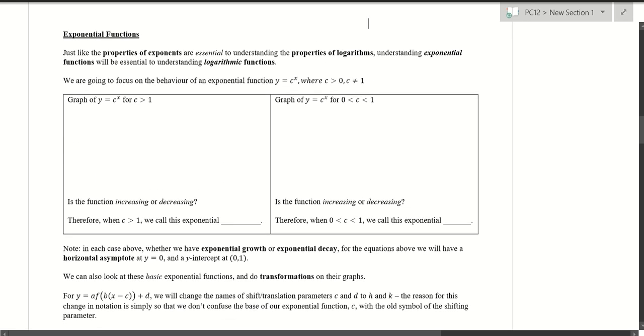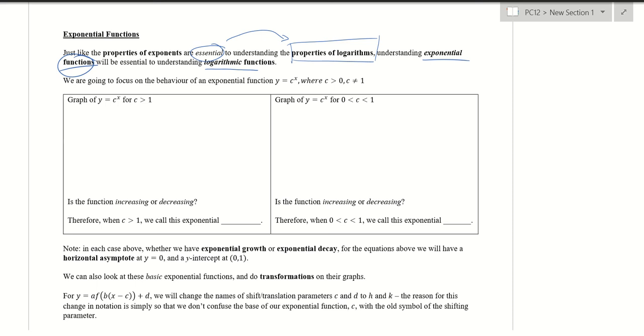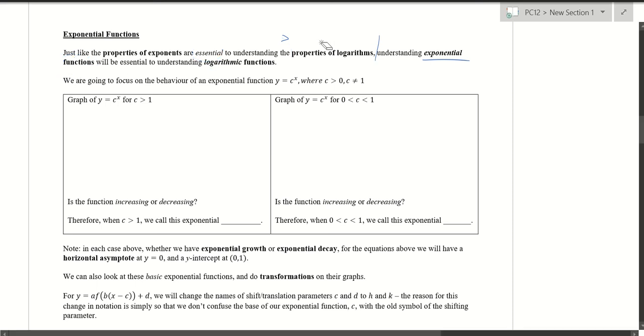The reason we're looking at exponential functions is because just like the properties of exponents are essential to understanding the properties of logarithms, right? We've definitely looked a lot at the properties of exponents now, and hopefully that will allow us, with some practice, to understand better the properties of logarithms. Understanding exponential functions will also be essential to understanding logarithmic functions, because we're going to be studying the graphs of logarithmic functions as well. So let's start with a nice simple example.